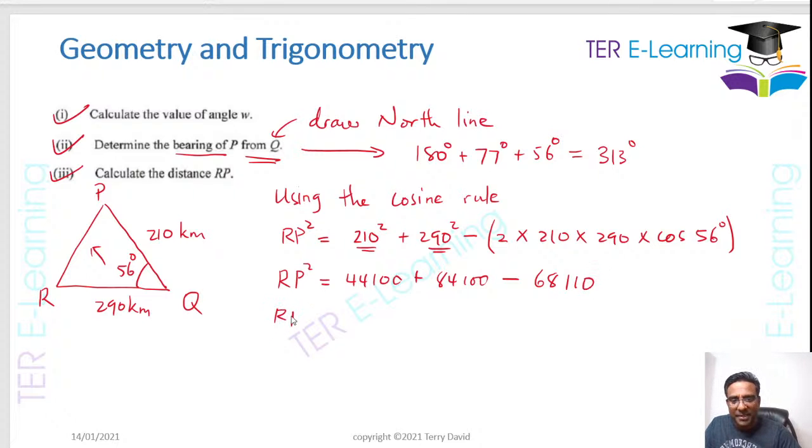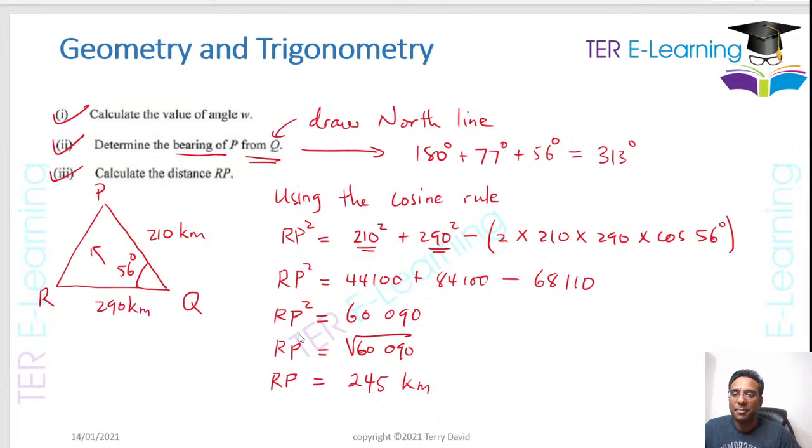So therefore RP squared, sorry, is equal to 44,100 plus 84,100, and then I'm going to subtract 68,110, and what I'm going to get is 60,090. So therefore RP is equal to the square root of that, 60,090. You're going to find the square root of this, right? And what I'm going to get as my distance is going to be 245 kilometers, right? So that's the distance here for RP.